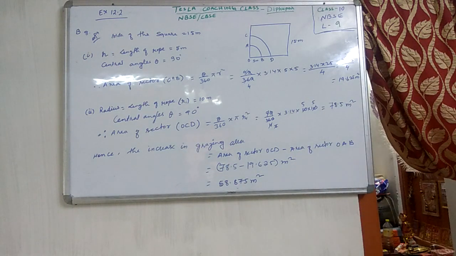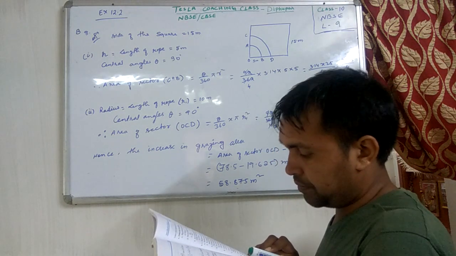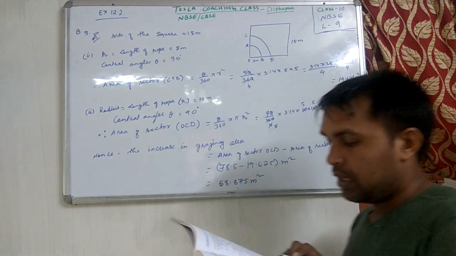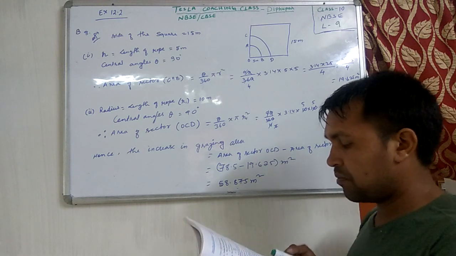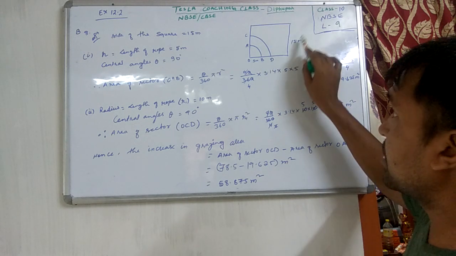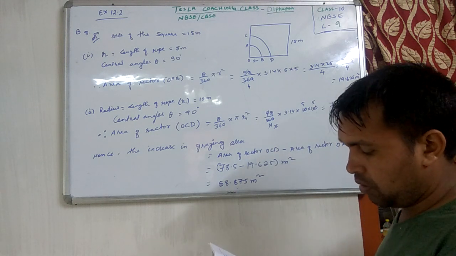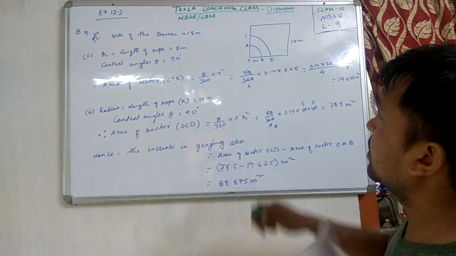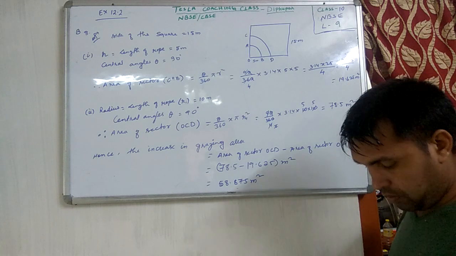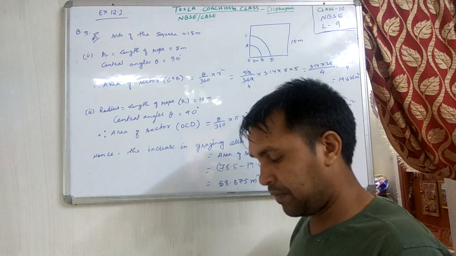So, what does the question say? Let me first read out the question. A horse is tied to a peg at one corner of the square shaped grass field of side 15 meter. This is a square shaped grass field. The side of the square field is how much? 15 meter. By means of a 5 meter long rope. So the rope with which the horse is tied is how much length? 5 meter.